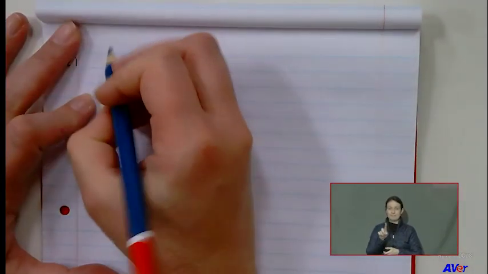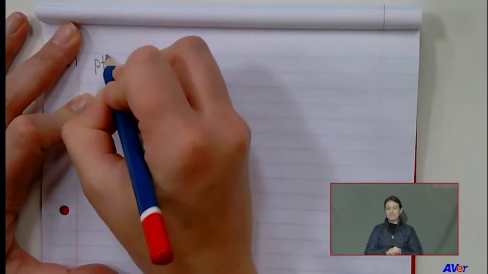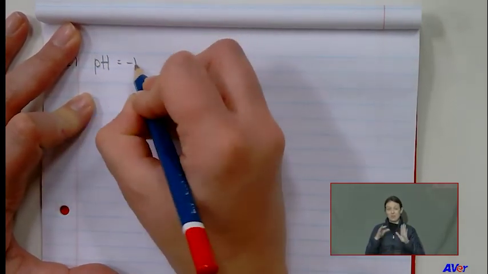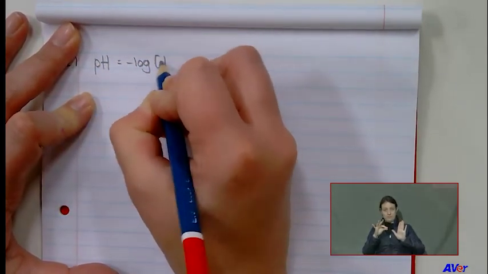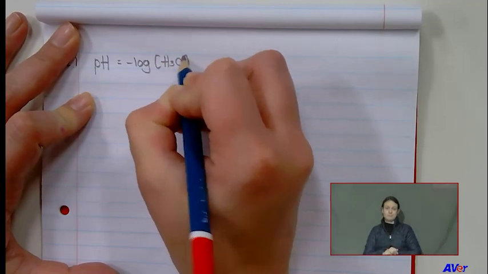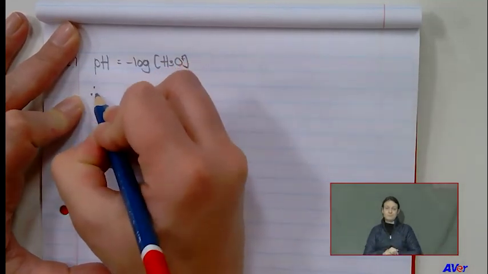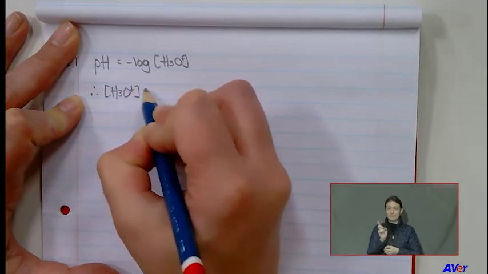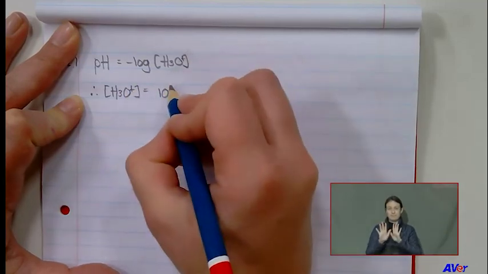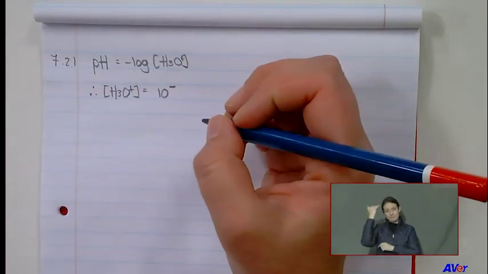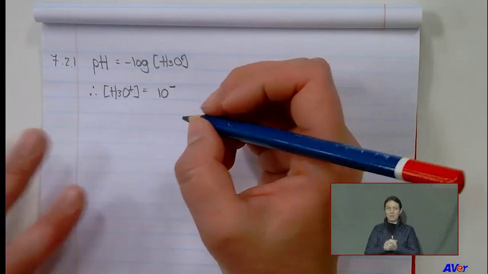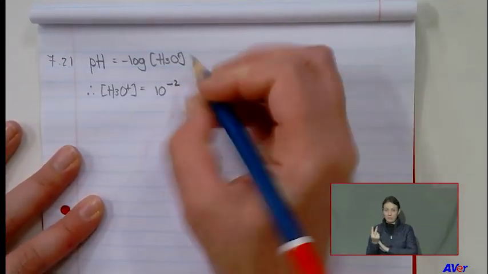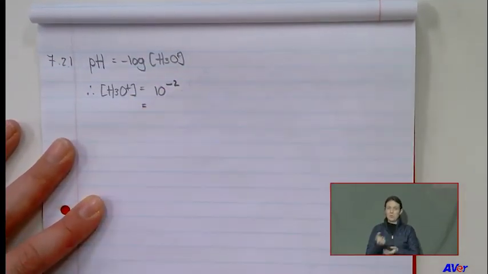7.2.1. So I'm going to first write down the original formula. Therefore, the concentration of hydronium will be 10 to the power negative, what was it, 2, hey? Okay, and what do you get? What is the concentration of hydronium ions?